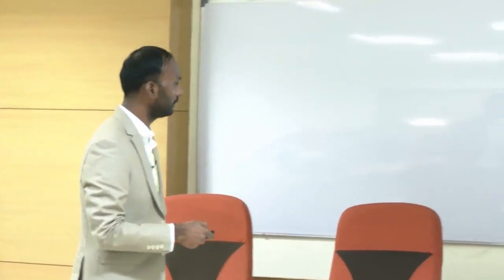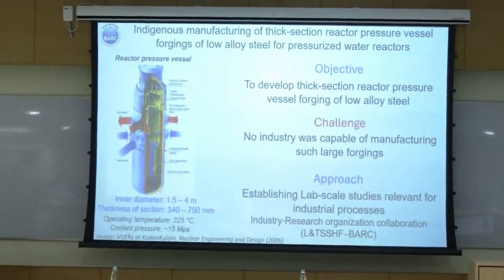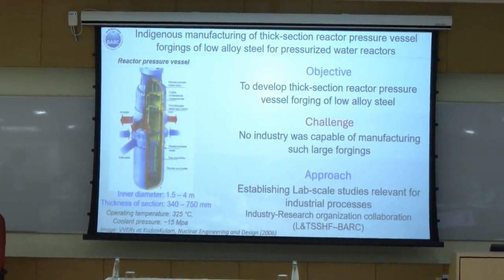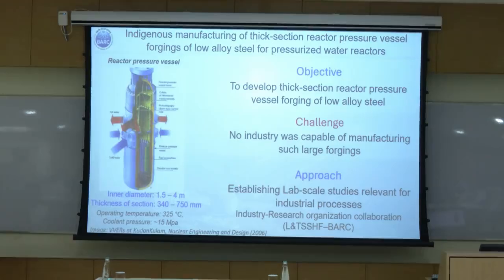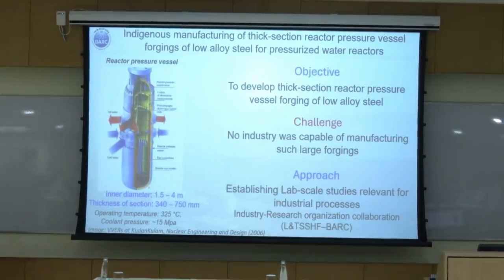Another objective was to develop thick section reactor pressure vessel forging. At the time, there was no industry which was capable of manufacturing such large forgings. These are the reactor pressure vessels which could have diameters ranging from 1.5 to 4 meters and thicknesses ranging from 340 to 750 mm depending on the capacity of the reactor. So our work was to establish at the lab scale the processes which can simulate the industrial forging.